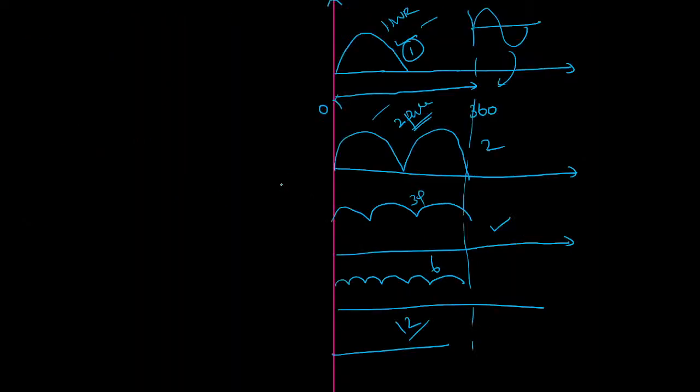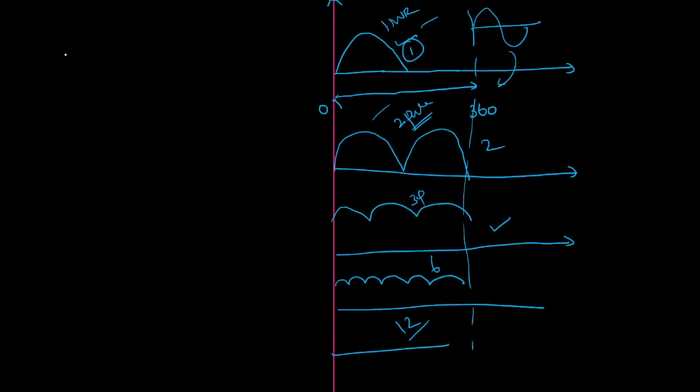Okay, now next, what people will be asking often in the examination is peak inverse voltage. So basically, what is this peak inverse voltage? Let us talk about peak inverse voltage. Peak inverse voltage means the maximum voltage blocked by the diode. Maximum voltage blocked by the diode. Where will it be blocked?